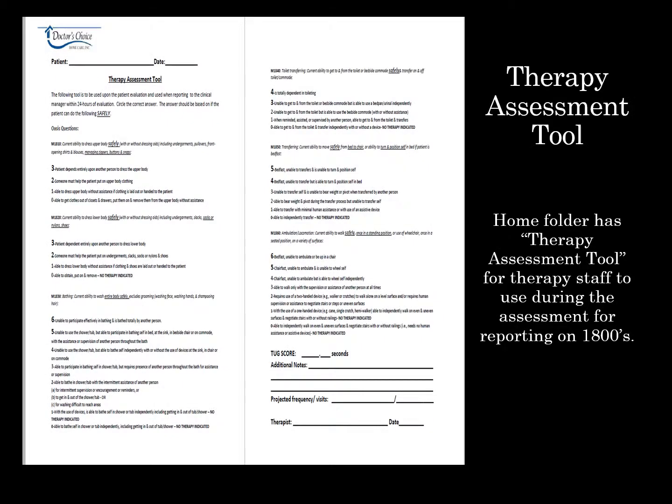The therapy assessment tool is in every home folder, and its intent is for therapists to use this tool to answer the 1800 questions, as they will be assessing these items during their evaluation. This tool can be used for many purposes, including recording balance scores such as the TUG, as well as writing some history down as you're assessing the patient. This information will be used to report in the Kinnser 1800 reporting section.